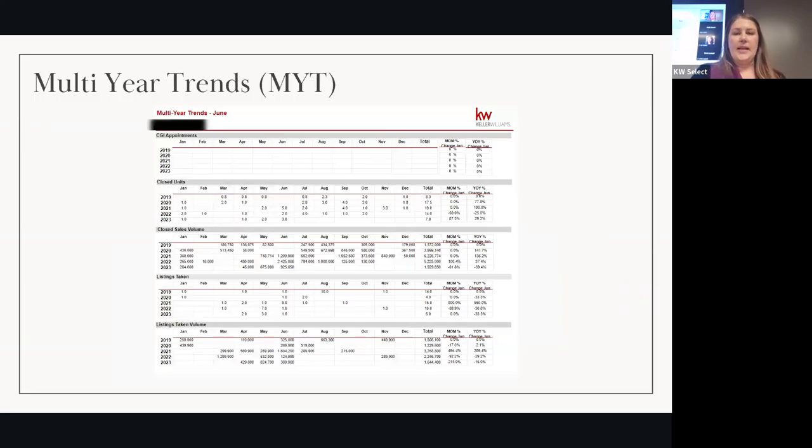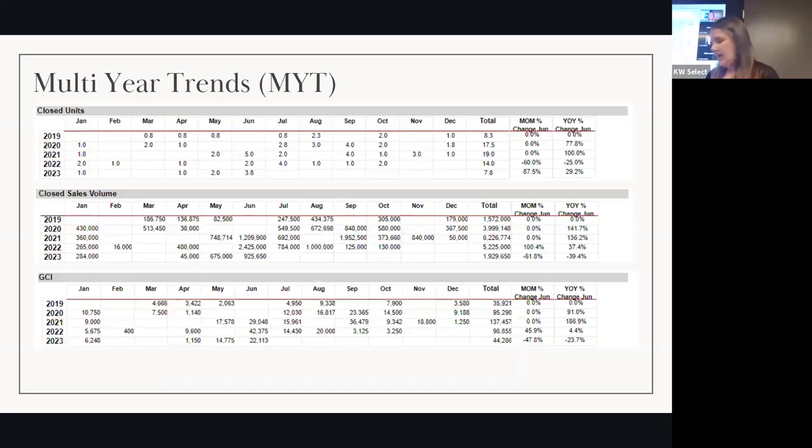This is what it looks like, except it's many pages long. It basically shows you different categories and the value for that category for each month of each year that you've been with KW. And then it tells you your month over month change and your year over year change. Let me zoom in a bit.